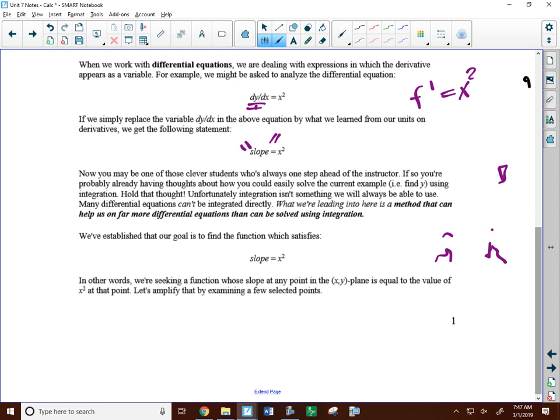We just start throwing in some points. Slope goes in quotes there, because it's not really slope, but it represents the slope for that function x squared. And so we look at different points, and we can evaluate the slope at every single point we want, and create that slope field.